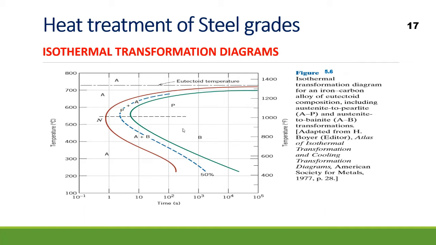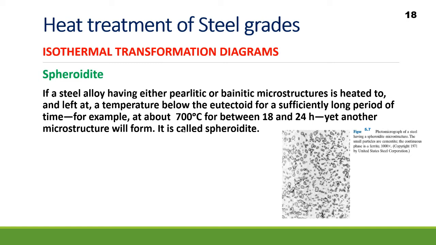So we are done discussing bainite. Let's see what other byproducts we may get depending on the cooling temperature. Another byproduct is spheroidite. If a steel alloy having either a pearlitic or bainitic microstructure is heated to and left at a temperature below the eutectoid for a sufficiently long period of time, the temperature will be something around 700 degrees Celsius.